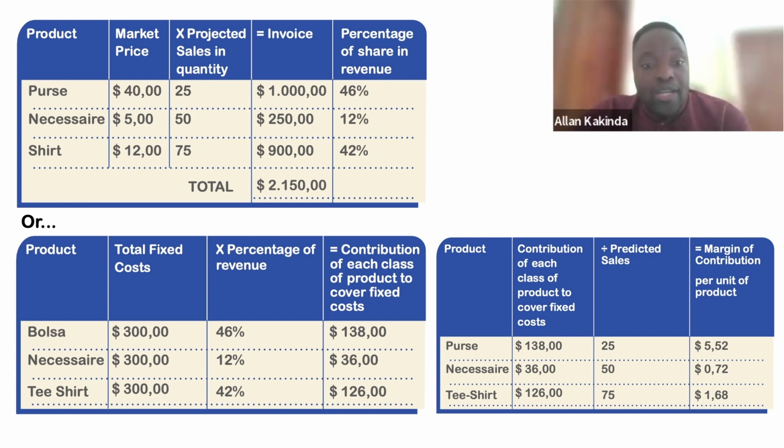So 138 divided by the 25 units of projected sales, we get 5.52. Then 36 divided by 50, we get 0.72. And then 126 divided by 75, we get 1.68. So this is a clear example where we've computed the margin of contribution per product. So remember the factors we talked about. We talked about variable costs. We talked about margin of contribution. So we've computed those two.